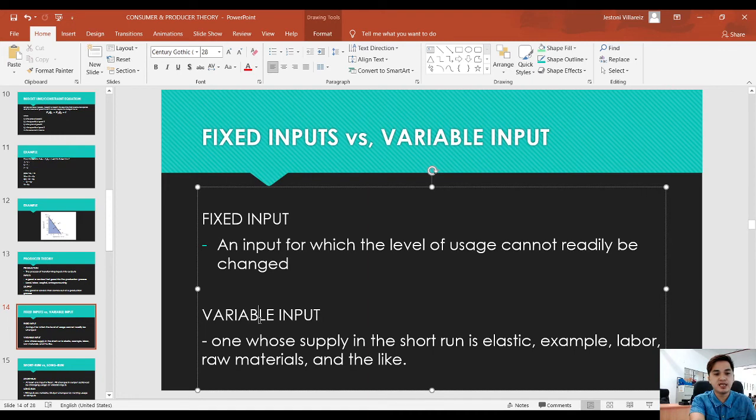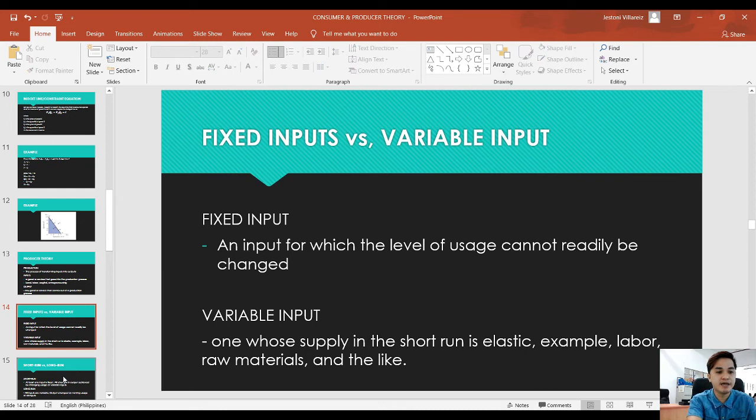Another type of input is variable. This type of input can be changed right away. Example is raw materials, labors. It means that you can change it anytime you want within the production process.